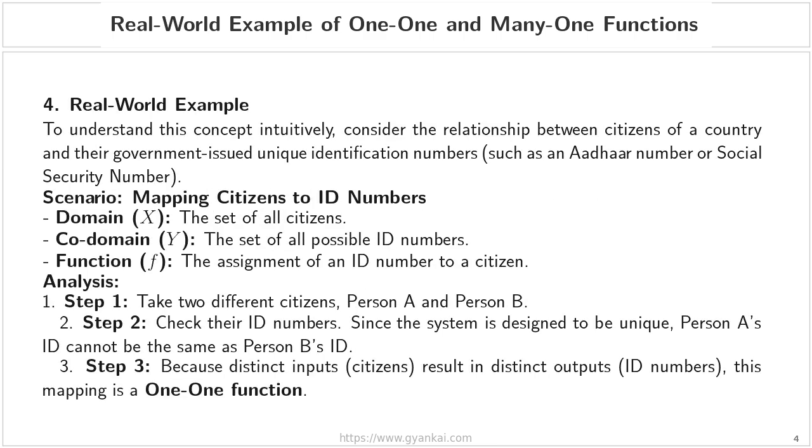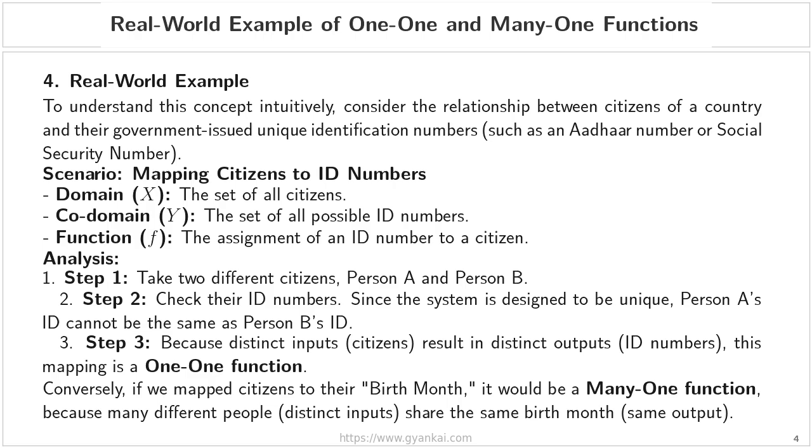Let us break down the analysis step by step. First, imagine we take two different citizens, person A and person B. Next, we check their identification numbers. Because these systems are specifically designed to be unique, person A's ID number cannot be the same as person B's ID number. Therefore, because distinct inputs, the citizens, result in distinct outputs, the ID numbers, this mapping is a 1-1 function.